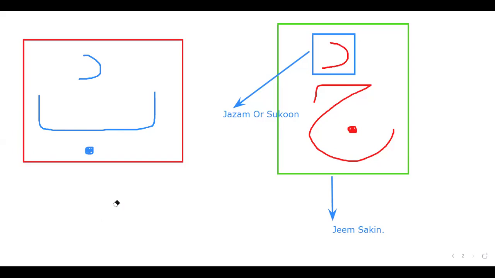This one is Ba Sakin. And the same pattern applies with all the other letters, just like if Jazam comes on the top of Ta, it's Ta Sakin, Noon Sakin, Mim Sakin. Okay, I hope you understand this well.